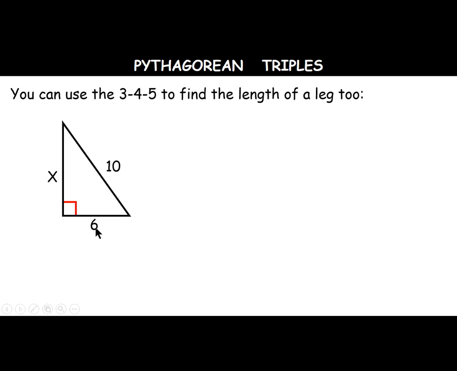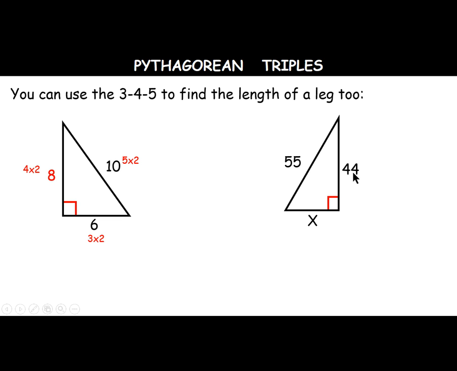Because if you look at the 6, you go, oh, wait a minute, that's 3 times 2. And this 10, oh, that's 5 times 2. So shouldn't this other side be 4 times 2? So it's a 3, 4, 5? Yes, it is. If you do the Pythagorean theorem, 10 squared minus 6 squared, and take the square root, you'll get 8.